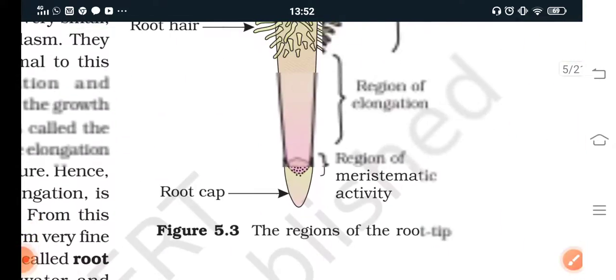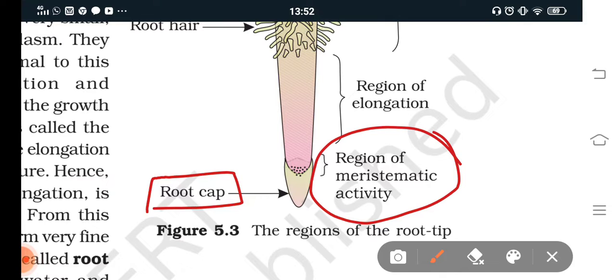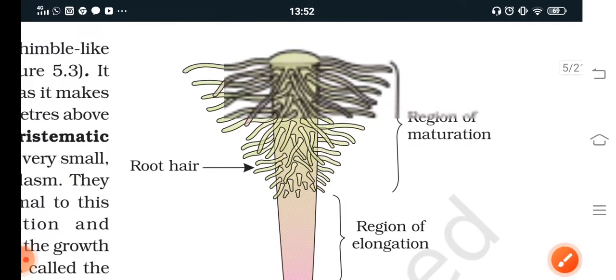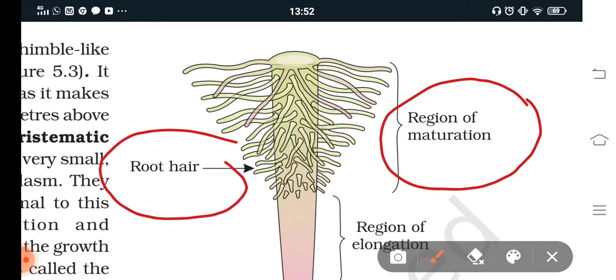Again, I'll be explaining. The plant has the root cap. The root cap protects the apex of the root. Above it there is the region of meristematic activity. The cells of this region are small, they are thin-walled and have a dense protoplasm. They also divide rapidly. Then the region of elongation is responsible for the growth of the plant. When the cells mature, it is called the region of maturation, and the epidermal cells of this region form thread-like structures called root hairs.